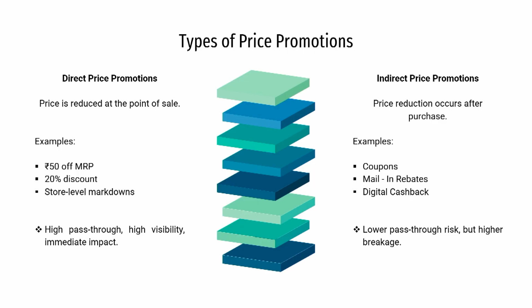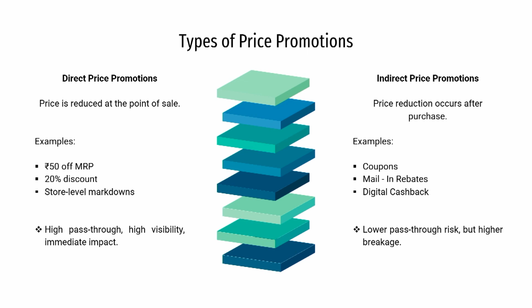Now, let us move on to discuss the types of price promotion. There are two main categories of price promotion. One is the direct price promotion and another one is the indirect price promotion. In case of direct price promotions, the price is reduced at the point of sale. I am a consumer, I am purchasing a product, let us say from a retailer, I am getting a discount. This is a straightforward discount that is directly extended to the consumer.